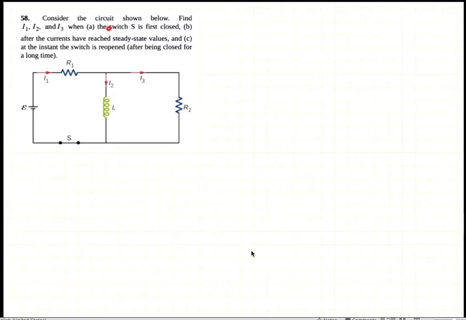In this problem, consider the circuit shown below. Find I1, I2, and I3 when the switch is first closed, after the currents have reached steady state values, and at the instant the switch is reopened after a long time. So part A, we're solving for this problem at t equal to 0.